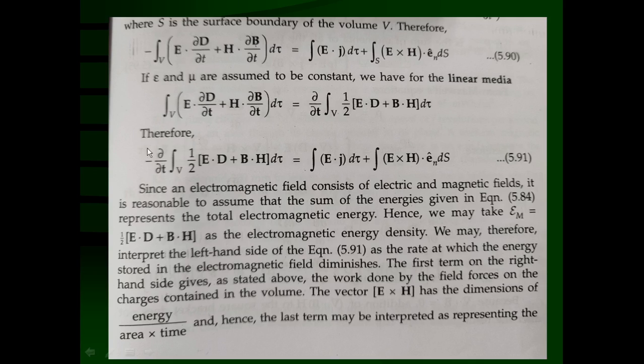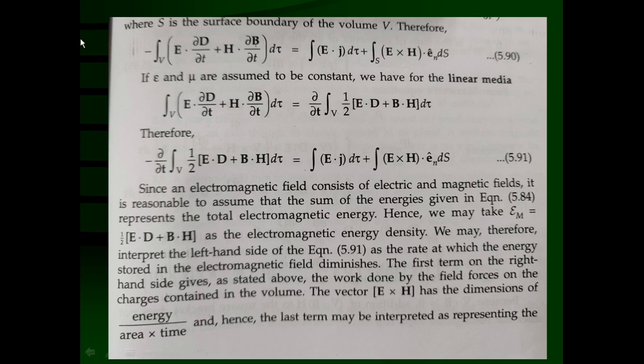So on the left hand side we can write a minus sign, differentiation del T, that means the time rate of change of this quantity within the integration. Volume integration of one half E dot D plus B dot H d tau is equal to E dot J d tau plus the surface integration of E cross H dot unit vector En caret ds, equation 5.91. This equation represents the law of conservation of energy, and we have to interpret each and every term of this equation 5.91.